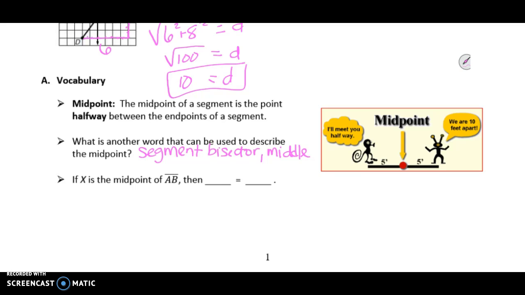All right, and then this next bullet, if x is the midpoint of AB, then let's look at it. Here's my line segment AB. If I know x is the midpoint, then what do we know? Again, we know that the middle, or the midpoint, is the exact middle, halfway between, making 2 equal segments. So I know that AX is going to be congruent to XB.